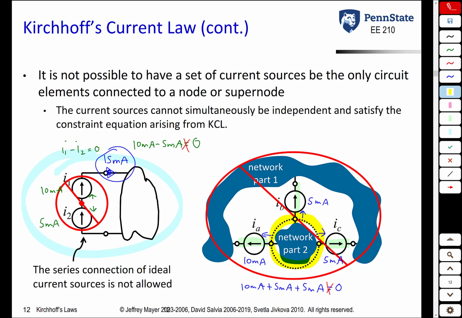If you think about it, what this source is telling us is that this branch of the circuit is going to have 10 milliamps regardless of anything else. What this source is telling us is that this branch is going to have 5 milliamps regardless of anything else. But because they are connected in series, the same physical current has to flow through both, and 5 cannot equal 10. So you have to remember, you do not put voltage sources in parallel if they're different, and you do not put current sources in series if they are different.